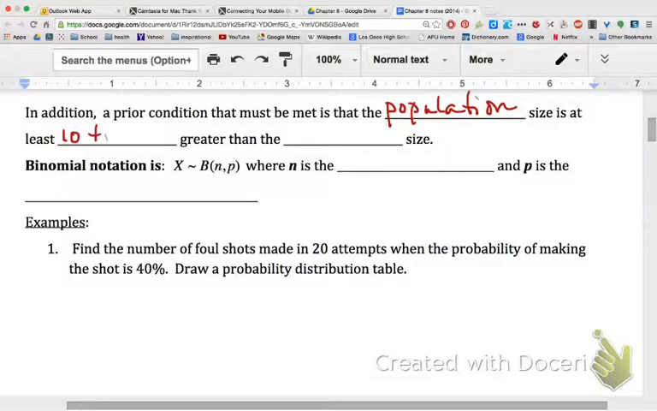10 times greater than the sample size. And that'll be more important to us as we move through the later chapters in the text.